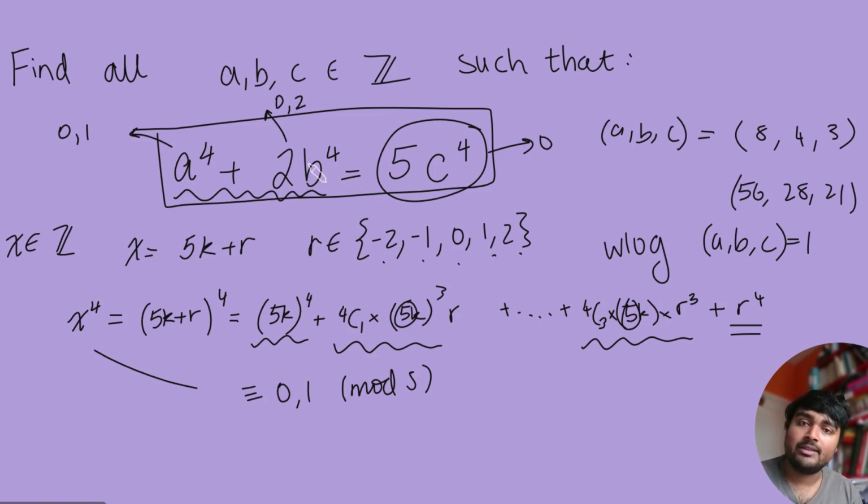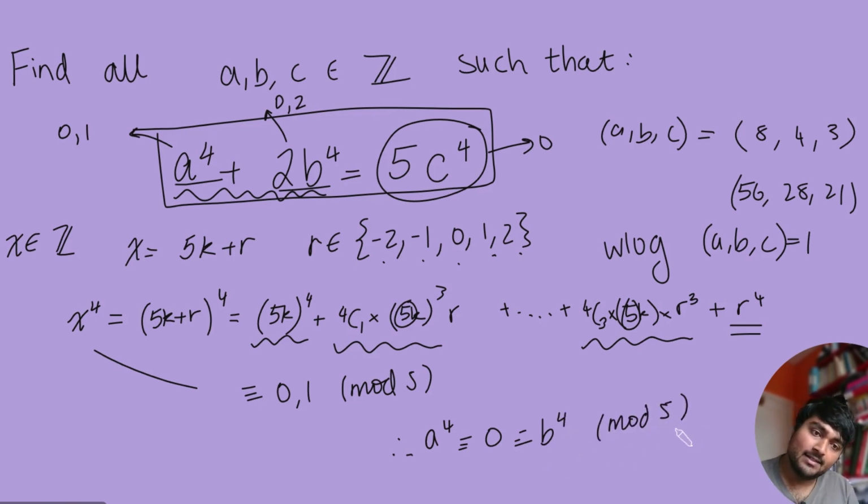And so therefore, the only way that the left side can equal the right side is if these numbers here are both 0 mod 5. So therefore, a to the 4 equals 0 mod 5, and that's also the same as b to the 4 being 0 mod 5. And so if a to the 4 and b to the 4 are 0 mod 5, that means that a and b are 0 mod 5 as well. So they're multiples of 5.